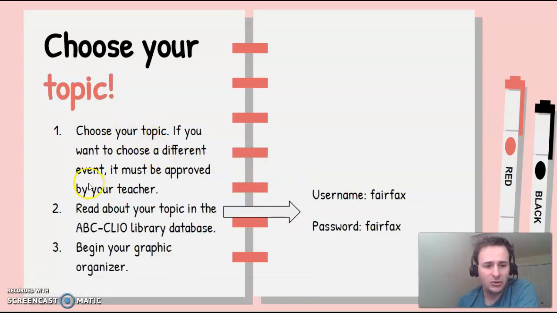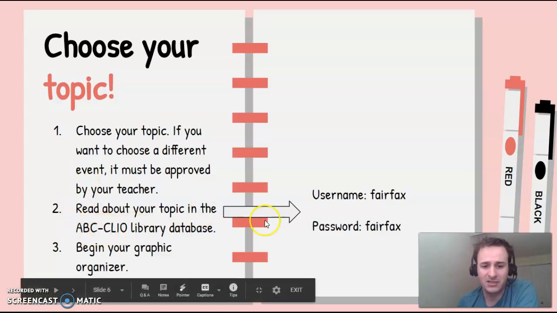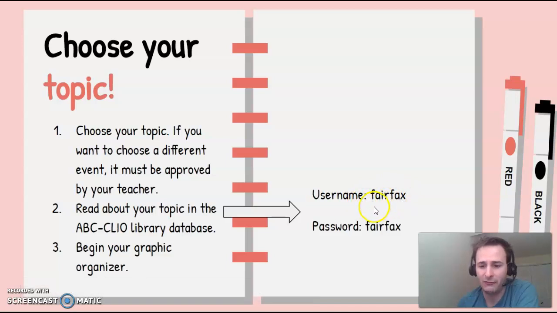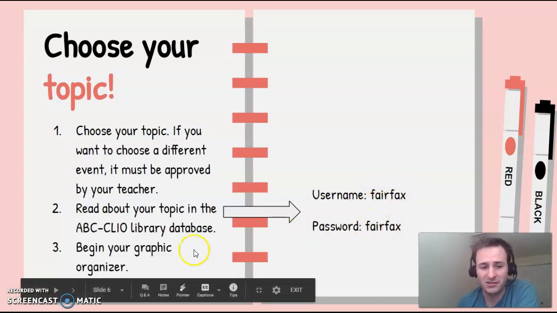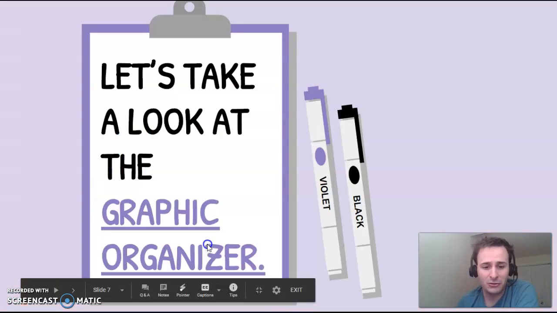So again, choosing your topic, right? If you want to use a different event, it must be approved by your teacher. Read about your topic in the ABC Clio database. Here are your username and password. Fairfax. Pretty easy to remember. And then begin your graphic organizer.